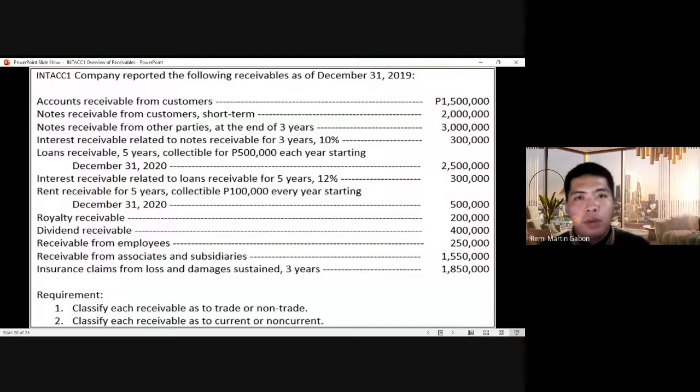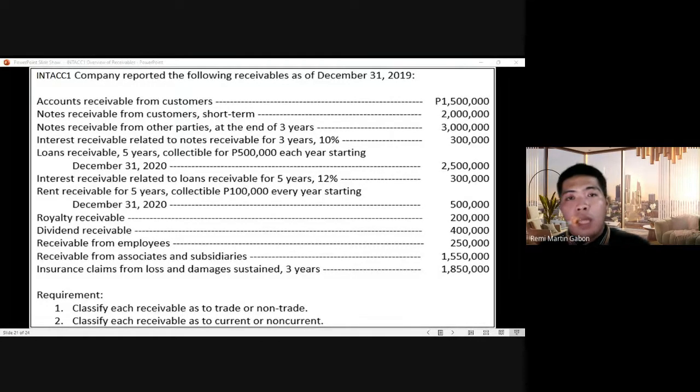So let us have an example. INTACC1 company reported the following receivables as of December 31, 2019. So take note, our reporting date is December 31, 2019. Okay. Our requirements, classification of receivables as to trade or non-trade, current or non-current. So December 31, 2019 information is useful for requirement 2, classification as to current or non-current. So we're provided with items from accounts receivable from customers down to insurance claims from loss and damages sustained.